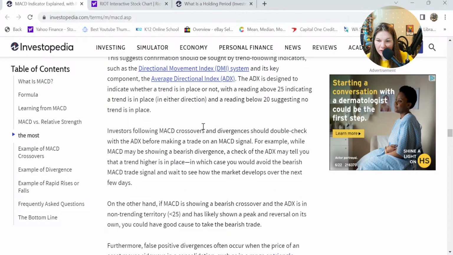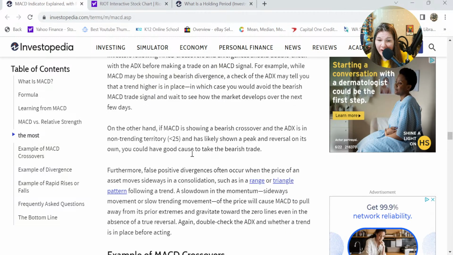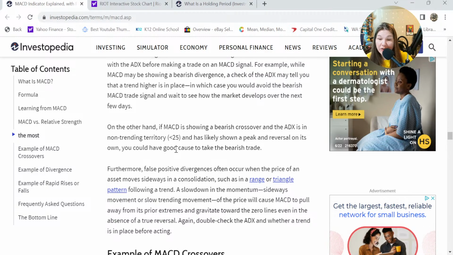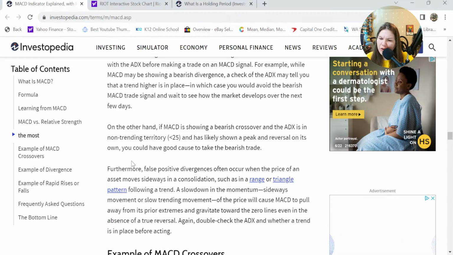Investors following MACD crossovers and divergences should double check with the ADX before making a trade on a MACD signal. For example, while MACD may be showing a bearish divergence, a check of the ADX may tell you that a trend higher is in place, in which case you would avoid the bearish MACD trade signal and wait to see how the market develops over the next few days. On the other hand, if MACD is showing a bearish crossover and the ADX is in non-trending territory and has likely shown a peak and reversal on its own, you could have good cause to take the bearish trade.